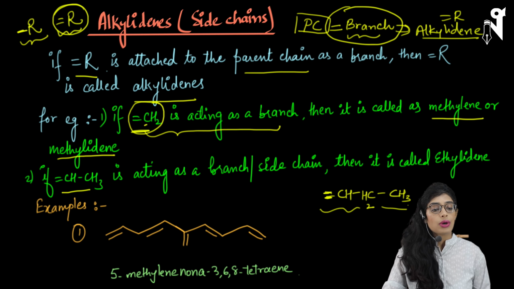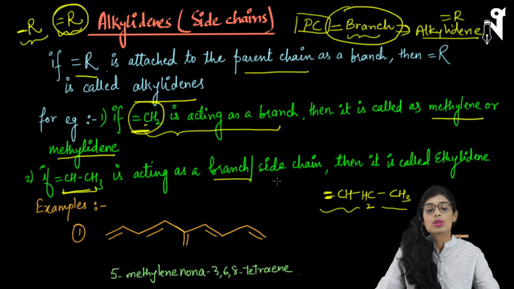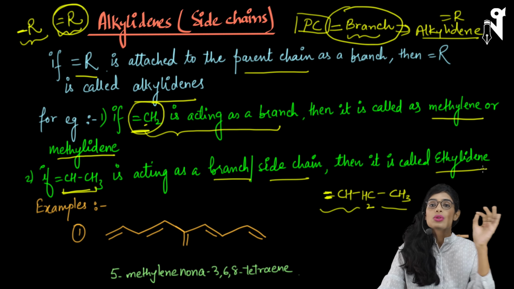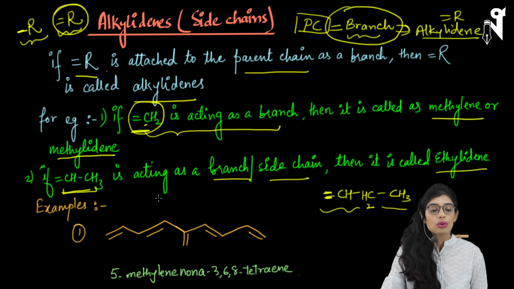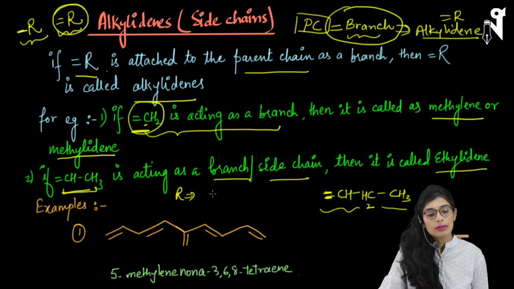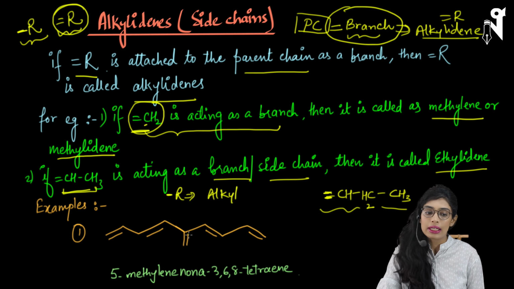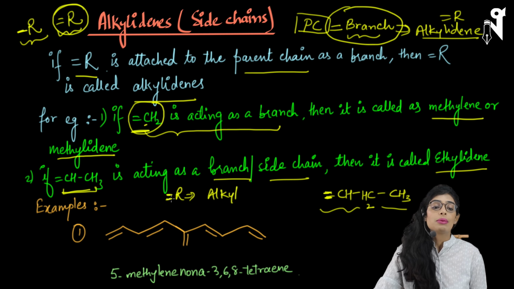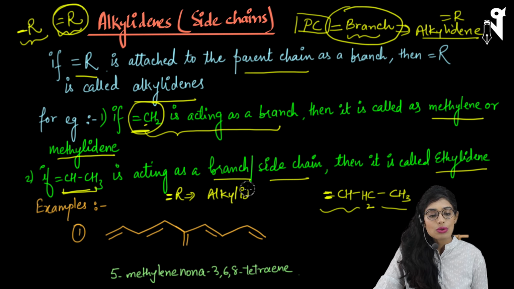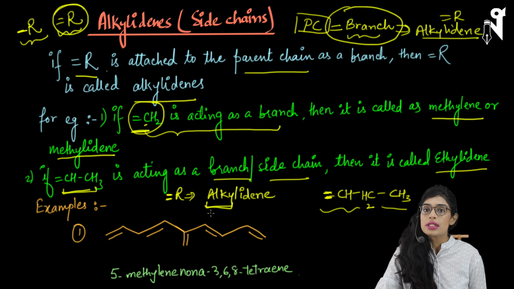So this is the structure of a three-membered alkylidene. Now, I was giving you this example, double bond CH3, which when it acts as a branch or side chain will be called ethylidene. What you'll be naming as an R group with a single bond is called alkyl. A double bond R group will be called alkyl and then idene. Alkyl represents how many carbons are there. So here we had 2 carbons, so it will be ethyl and then idene.